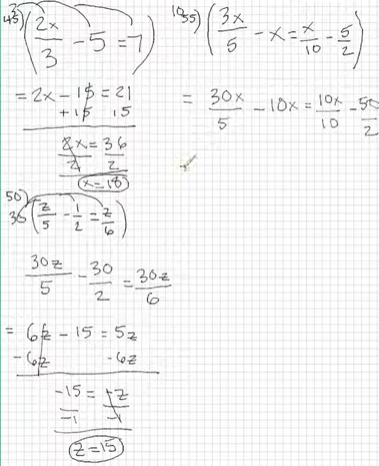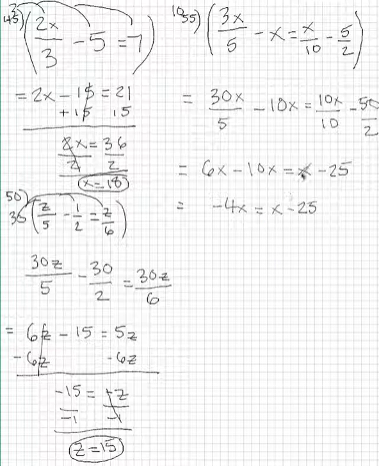Again, now I'm going to divide and get rid of the fractions, which will give me 6x minus 10x equals, and then 10x divided by 10 is just x. The 10's cross out. And then 50 divided by 2 is 25. So now we've eliminated fractions. Now we've got to get our like terms on one side. But first, we're going to add up these two like terms on the left side. That gives us negative 4x equals x minus 25.